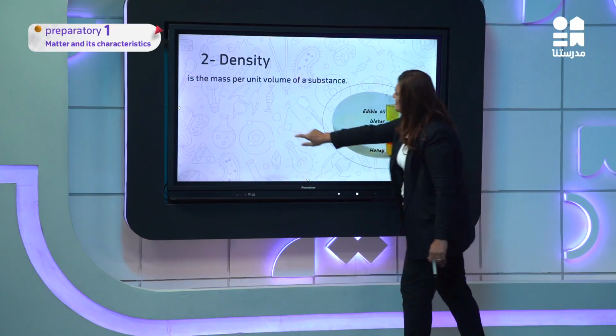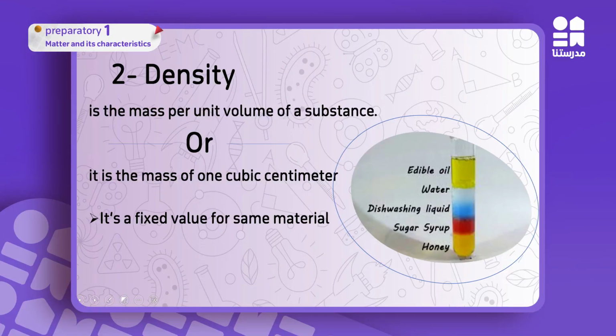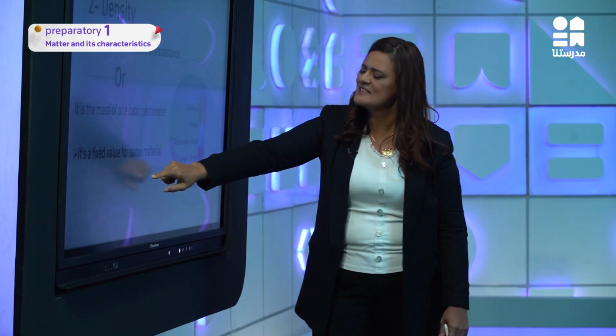طيب زي ايه كمان؟ انا لما بقول هنا mass per unit volume of a substance I can say instead of using unit volume I can say 1 cubic centimeter. As you know from the previous explanation that volume is measured by cubic centimeter. طيب what's meant why I put here 1? What do I mean by 1? Unit. Unit means 1 يعني 1 cubic centimeter. It is fixed value for the same material.